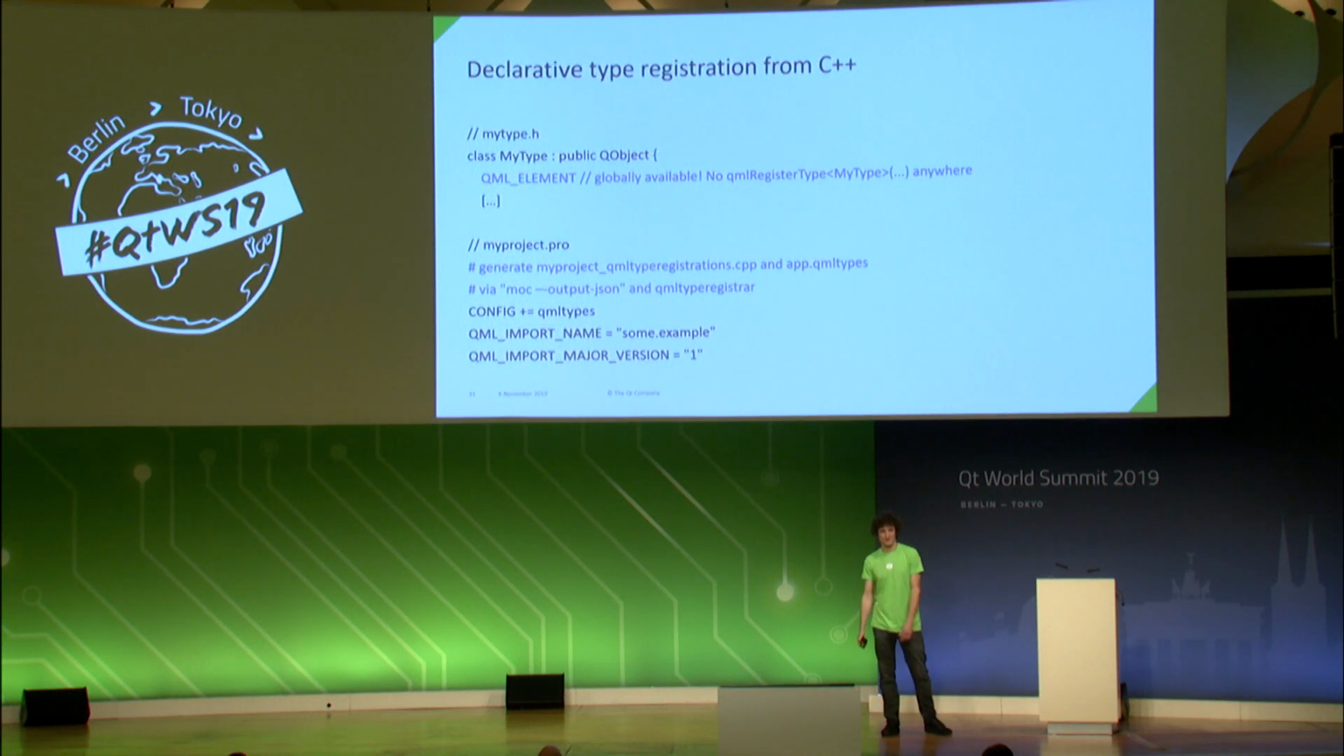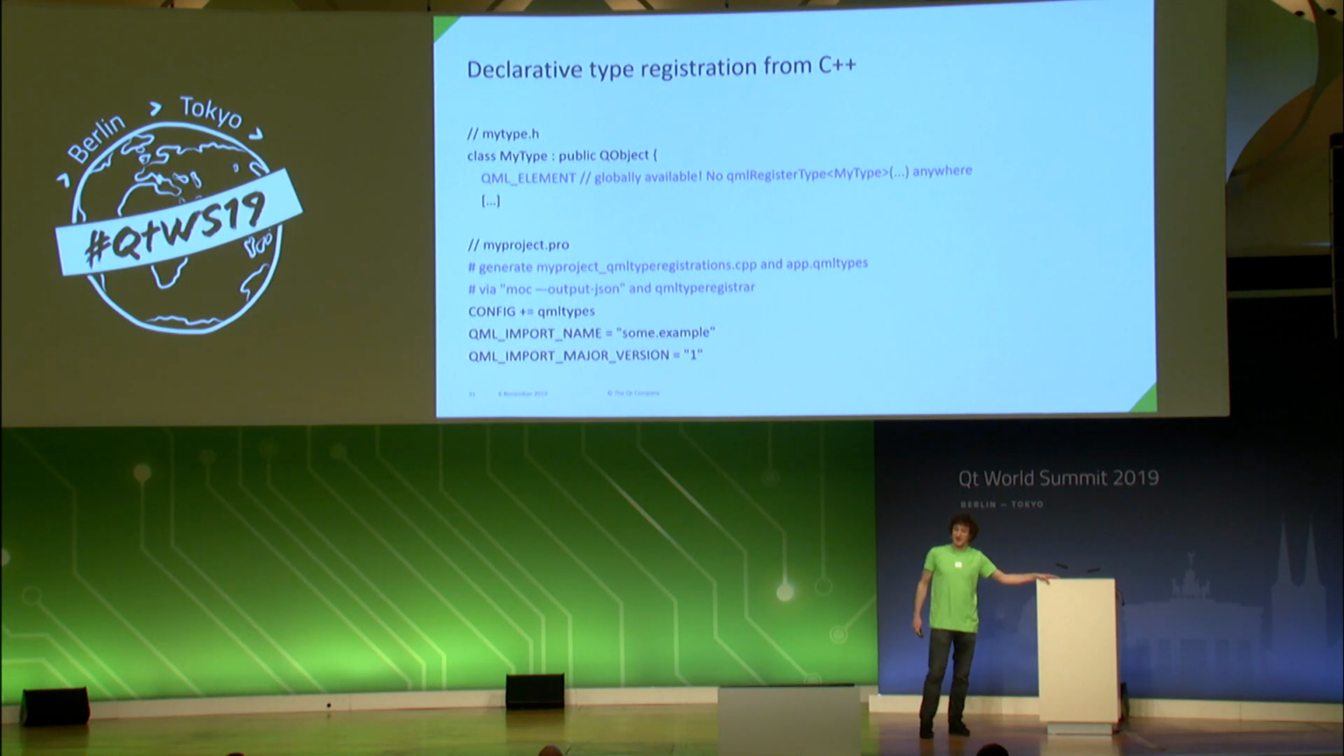How does it look? The simplest case is you just put QML_ELEMENT into the header of your type. And then you add qmltypes to your config in your QMake file. And that will do all the magic for you. And the type will be globally available under an import name and an import version you've given it. And everybody's happy.